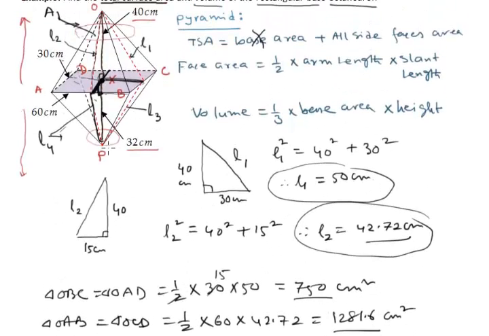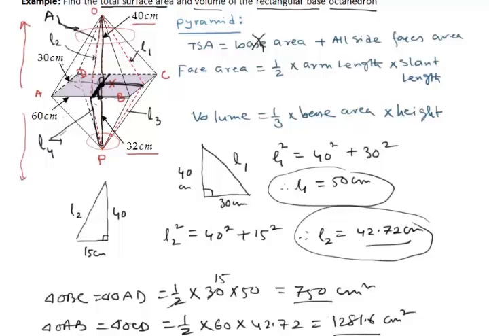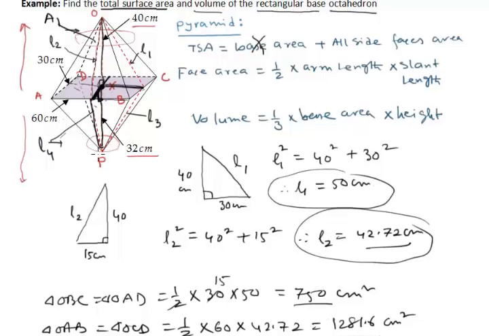So here this face PBC and this face PAD will be similar because BC and AD are the same, and PAB and PCD, these two faces will be the same. So if we calculate them, then the total we will do at the same time. Here this surface is half, this base is BC, which is 30, and slant length L3, and this area is half, this base length is 60, and this slant length is L4.